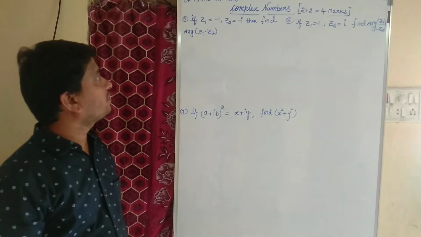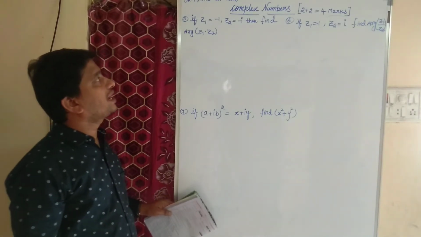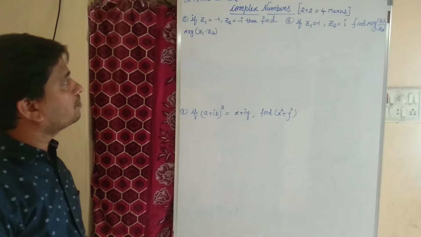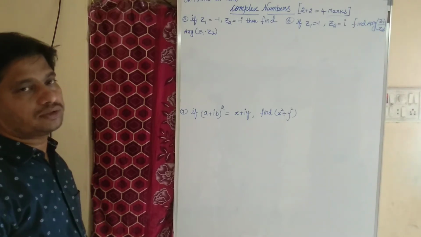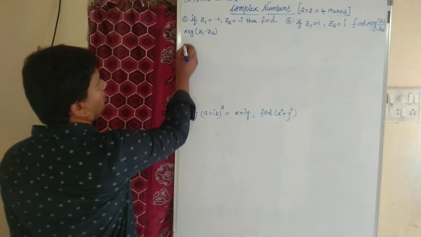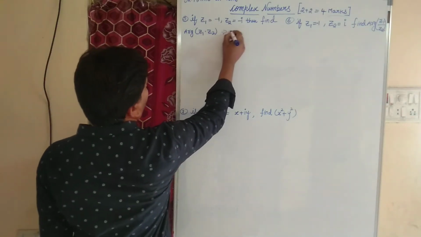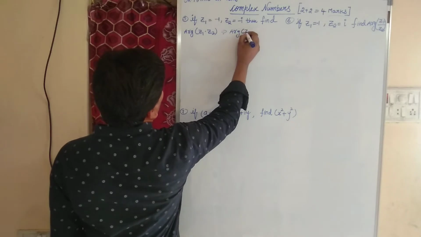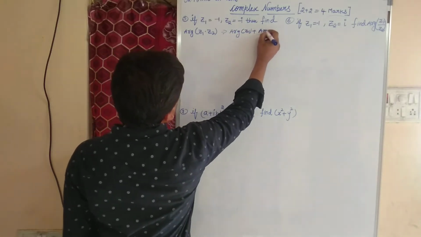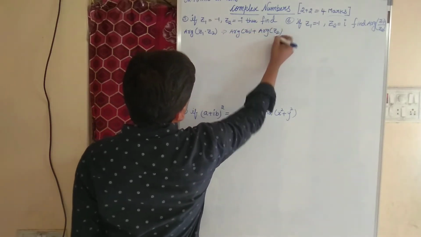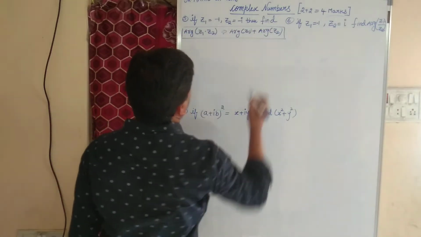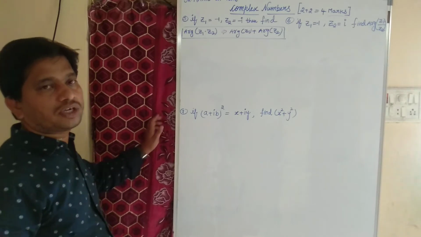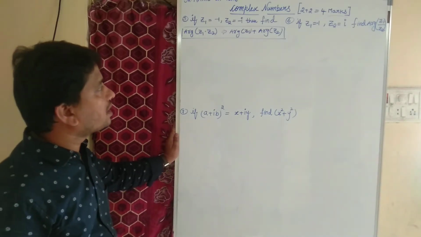Now coming to question number 5. If z1 equal to minus 1, z2 equal to minus i, then find arg of z1 into z2. You know children, what do you mean by arg of z1 into z2? We can write it as arg of z1 plus arg of z2. Okay? So this is our formula. Arg of z1 into z2 equal to arg of z1 plus arg of z2.